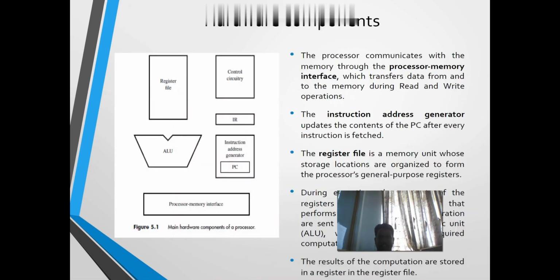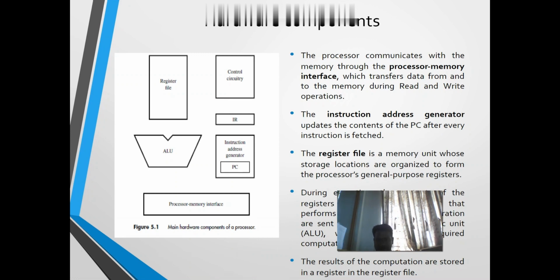So next, hardware components of the processor. We have a number of blocks in the hardware. First one, the register file, which is a small storage element located in the processor, that is R1, R2, R3, R4. All the registers will be in the register file.